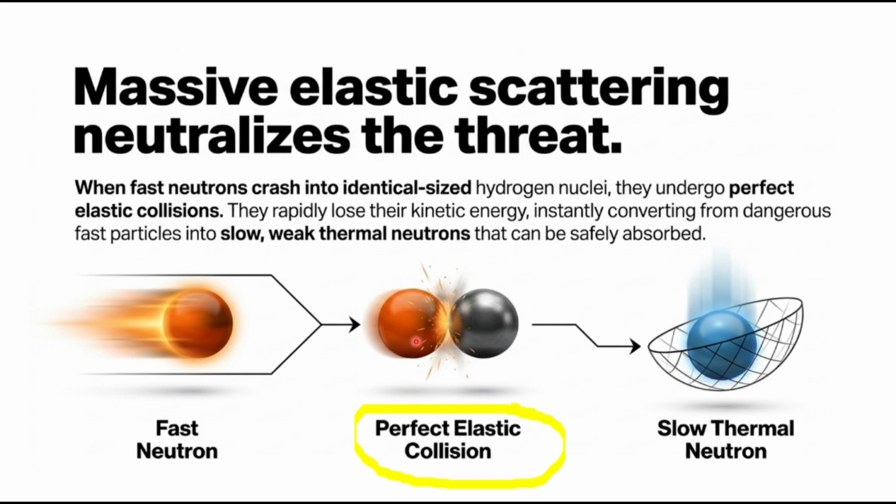This rapid slowdown completely neutralizes the immediate threat. It instantly converts these deadly fast particles into slow, weak thermal neutrons. And this specific conversion is exactly what we must achieve. Once they are successfully slowed down to this weak thermal state, they can finally be easily captured and safely absorbed by our treatment shielding.